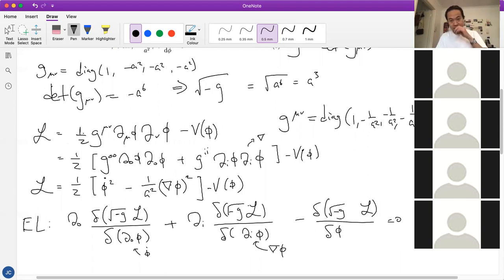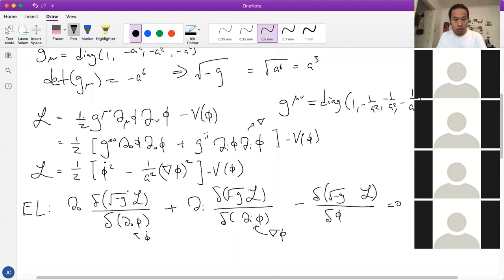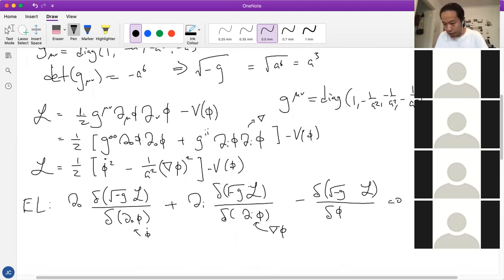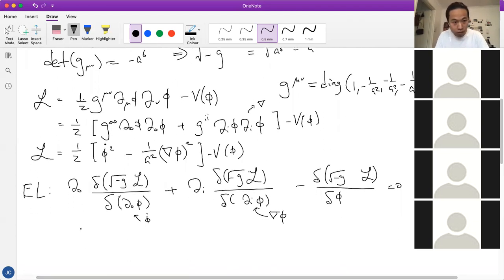And in this equation here, you have your phi dot, grad phi, and the only thing that's dependent on phi explicitly is the potential. So these three variational derivatives can be pretty trivially read off from this Lagrangian here. So first one, okay, yeah, just write it in to be clear.